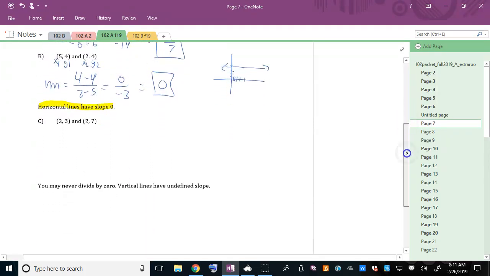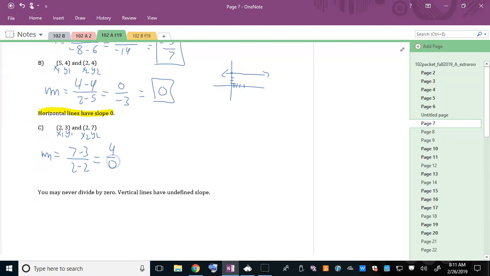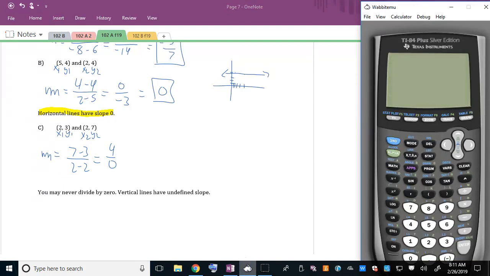And let me scroll down here just a little bit to get our last example. So once again, here's x1, y1, and x2, y2. So plugging in our slope formula, I get 7 minus 3 over 2 minus 2.